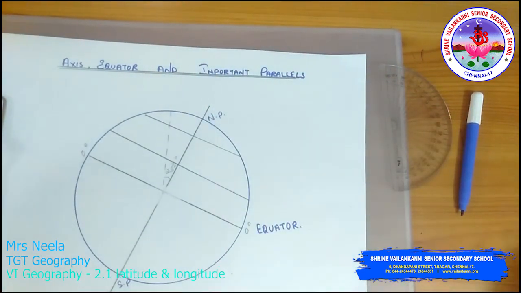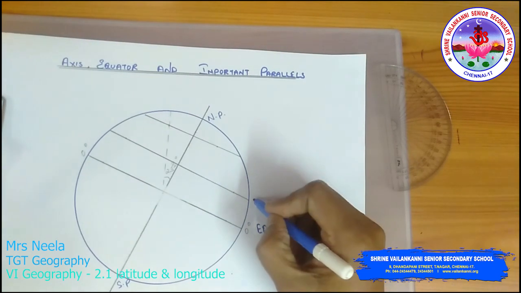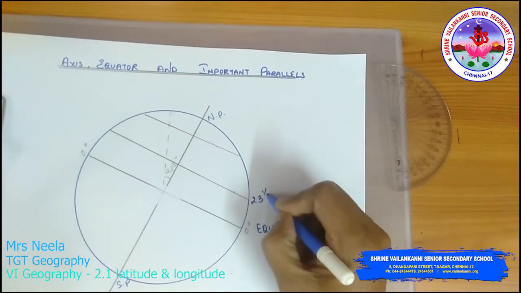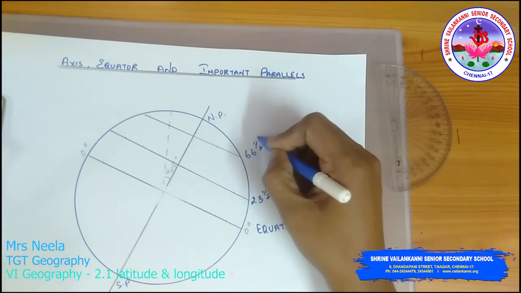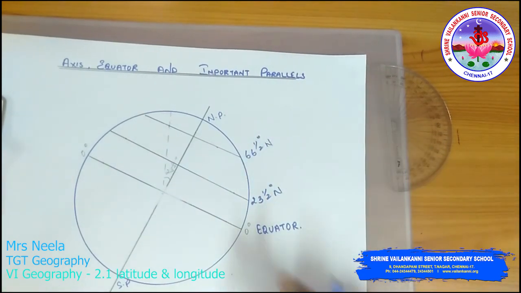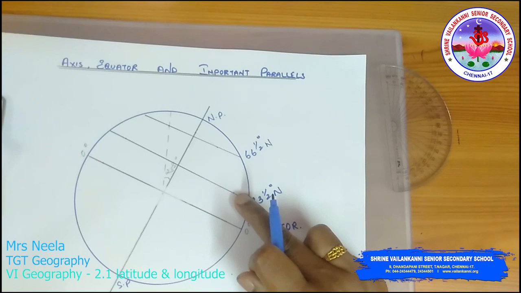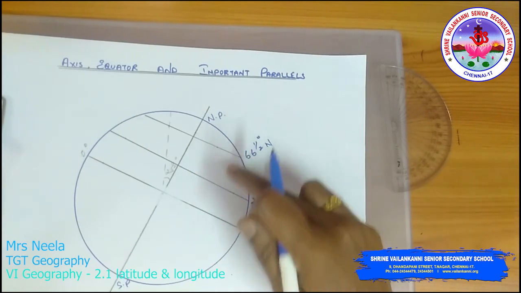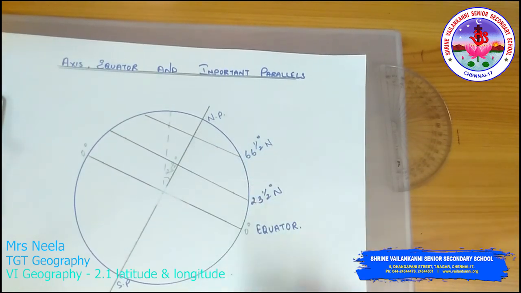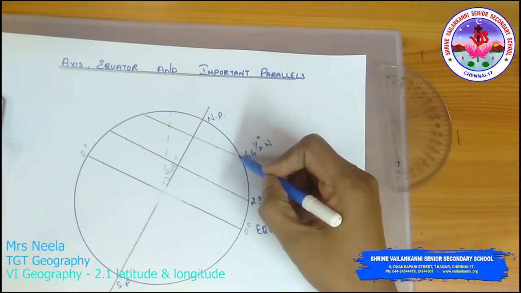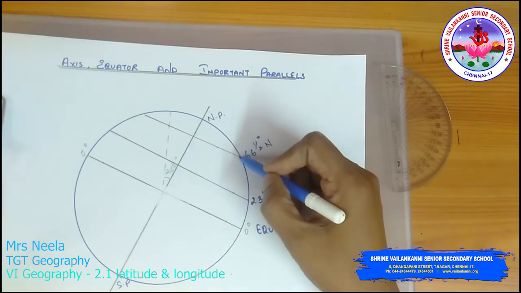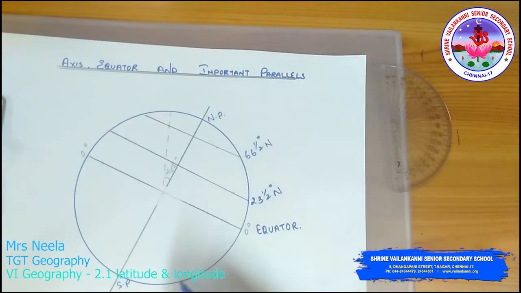I'll mark and show you the degrees. This is 23.5 degree north and this is 66.5 degree north. Now this line and this line, they are parallel, equidistant, and this line is called the Tropic of Cancer and this is the Arctic Circle. Same way you need to repeat it down.